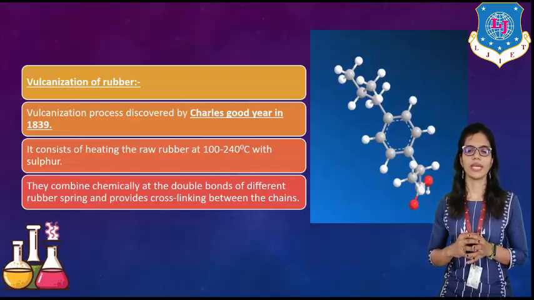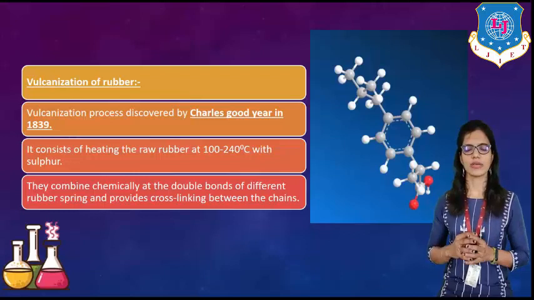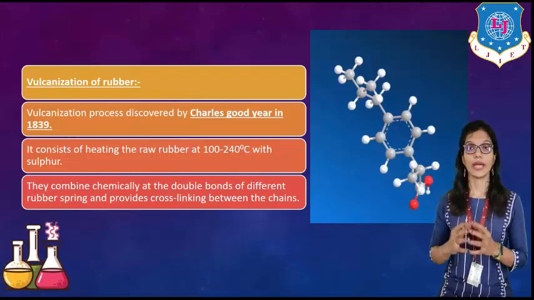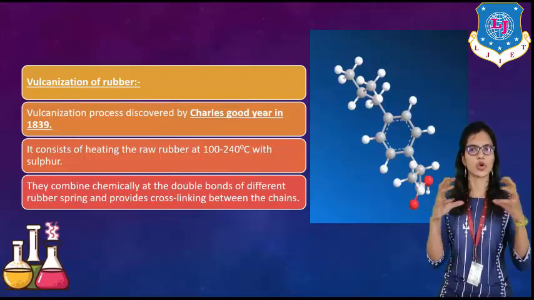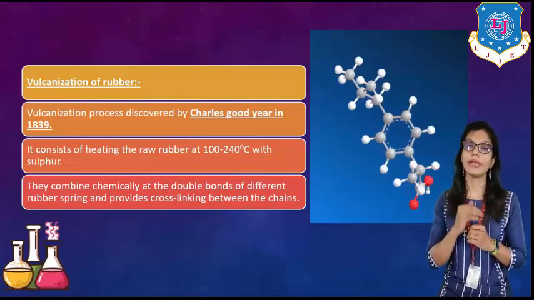They combine chemically at the double bonds of different rubber chains and provide cross-linking between the chains. When any kind of polymer becomes cross-linked, it obtains very good mechanical strength, physical strength, as well as better durability.